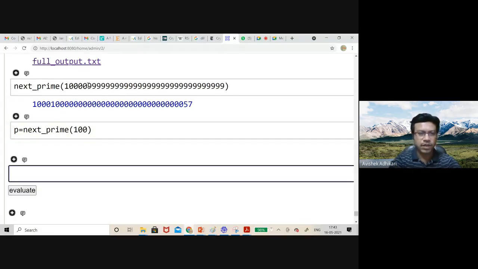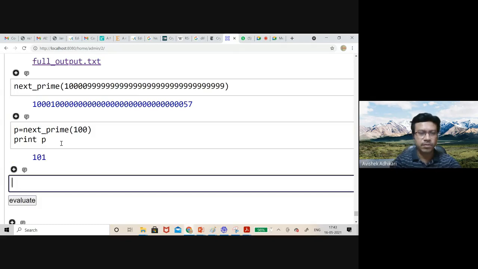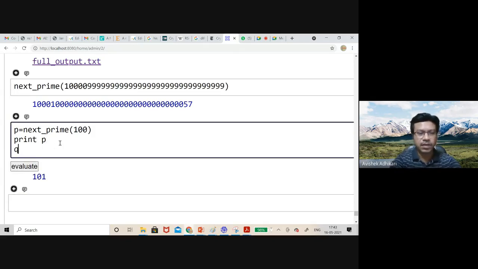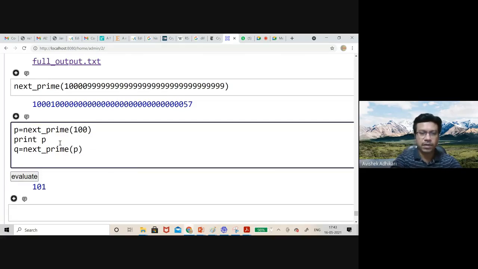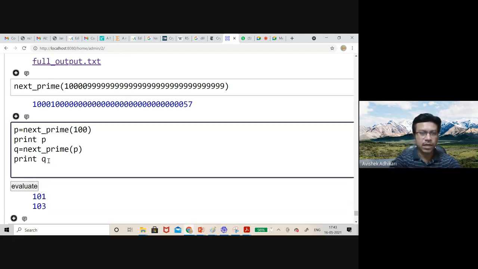If you just print P, it gives you P. Then Q could be, say, the next prime after P itself. Then if you print P and print Q, you can see 101 and 110, so they are twin primes. Okay, now it's your N.